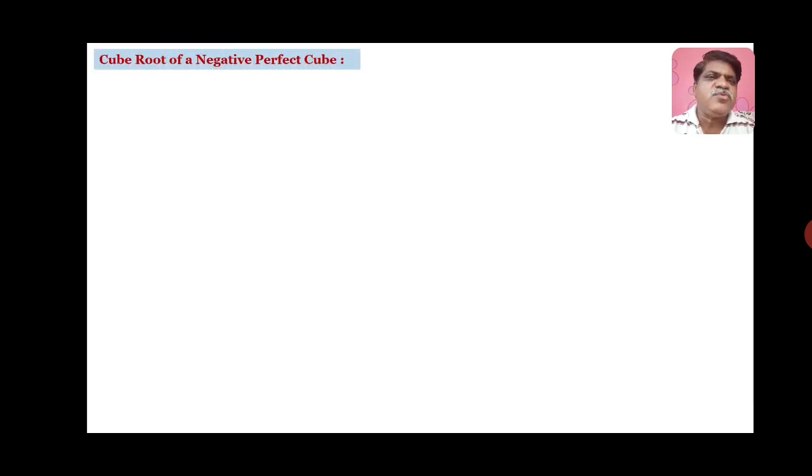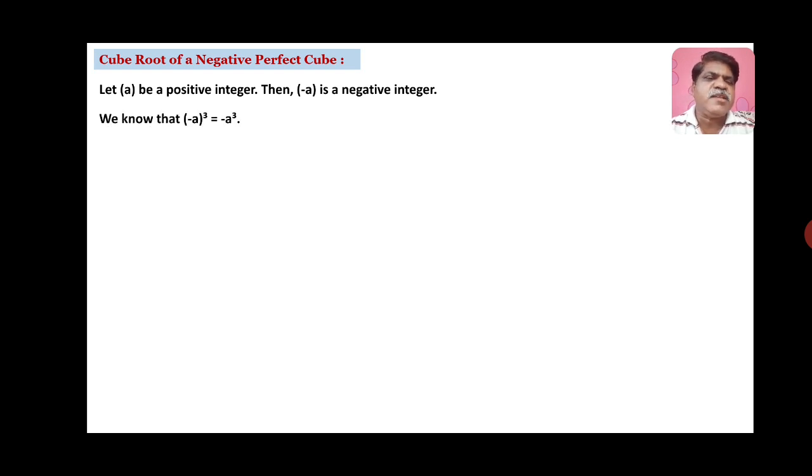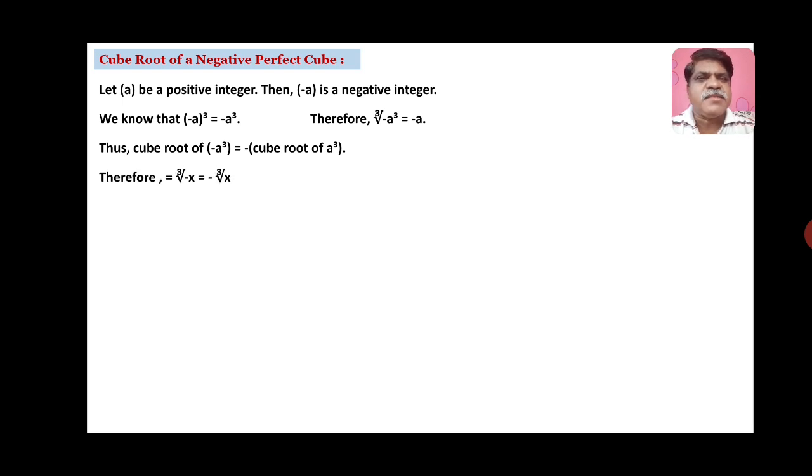Cube root of negative perfect cubes, let us start. Let a be a positive integer, then minus a is a negative integer. See here, we know that minus a raised to 3 is equal to minus a cube. Therefore, the cube root of minus a cube is simply minus a. Thus, the cube root of minus a cube can be written as minus of the cube root of a cube. Friends, therefore, in a simple way we can write the cube root of minus x is nothing but minus the cube root of x.